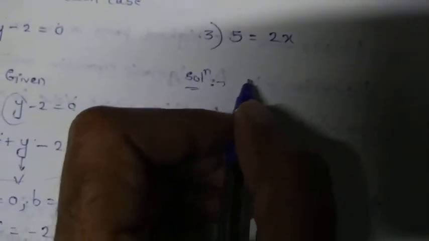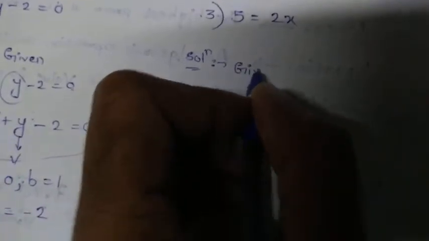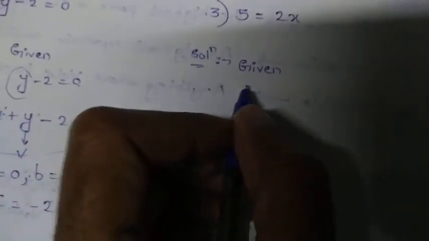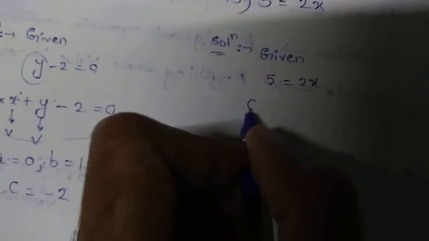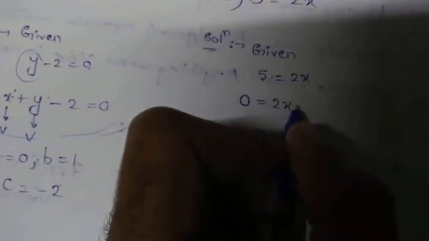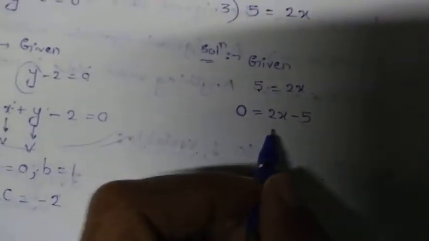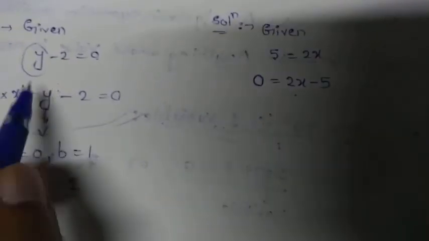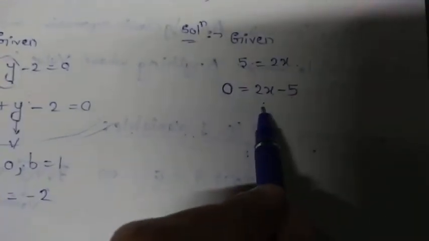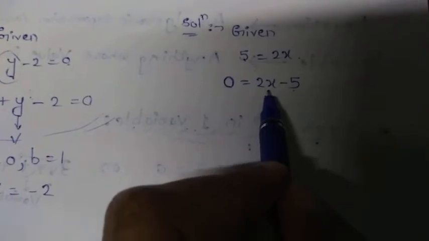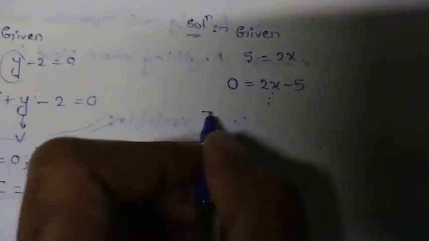So moving on to the last problem. Here we have 5 is equals to 2x. So we need to express this in the form of ax plus by plus c equals to 0. So 5 equals to 2x. Now just transpose this term to the RHS. So we are left with 0 is equals to 2x minus 5. Here also, as in the previous case, we have only one variable. So you know how to convert it, right?